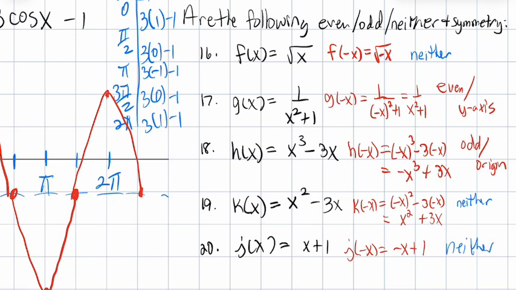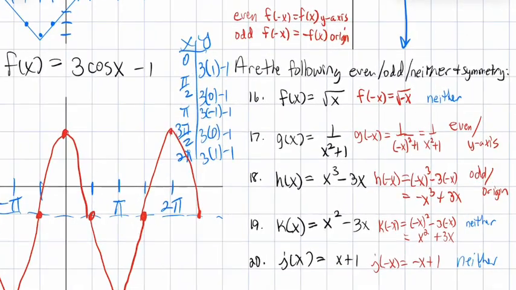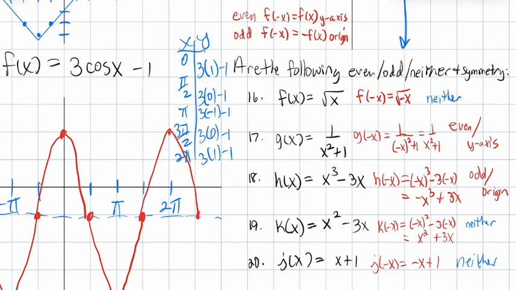So either everything changes or becomes the opposite of what we started with. That's an odd function with origin symmetry. Or everything goes back to the original form. That's an even function with y-axis symmetry. So those are some symmetry examples. So your quiz is going to look very much like what you see here. So there you go.